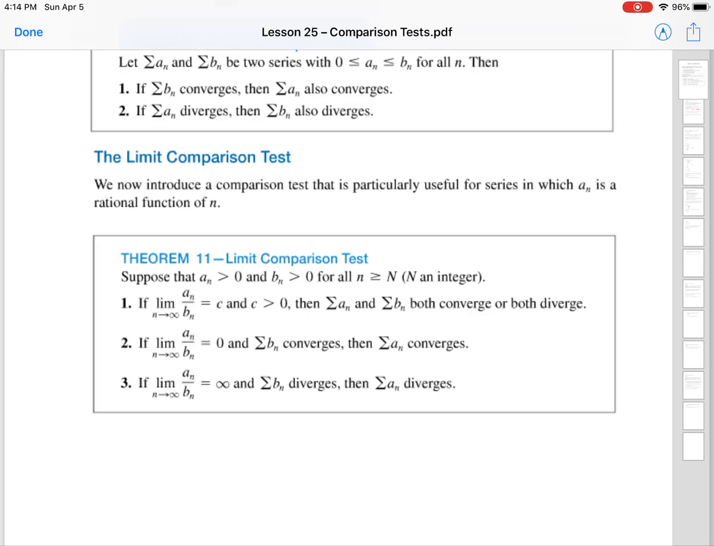Second possible answer is when you take the limit and you get 0 and B converges, then A also converges. And the last possible answer is you get infinity. If you get infinity and B diverges, then the other series also diverges. So that's the three possible answers for the limit comparison test.